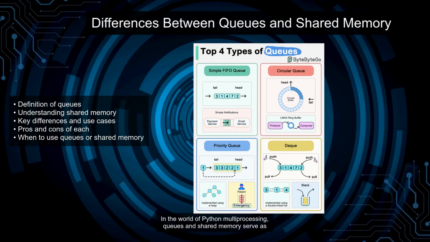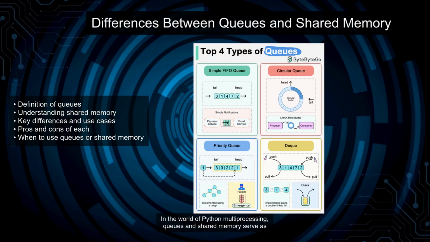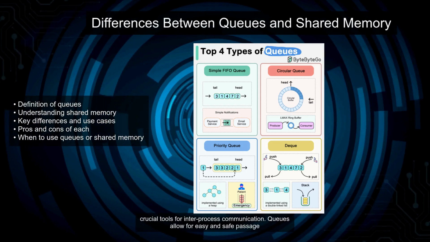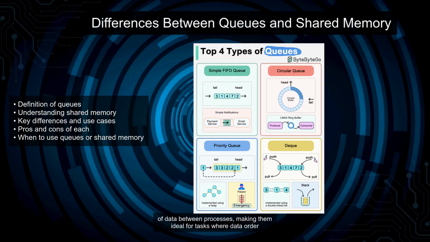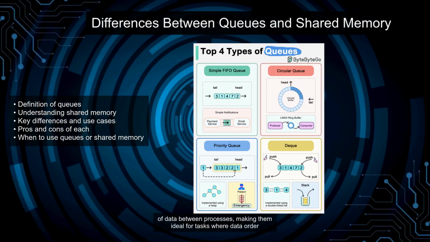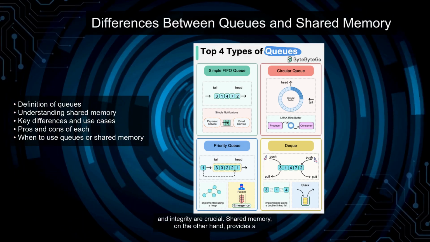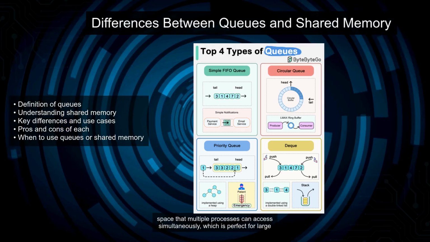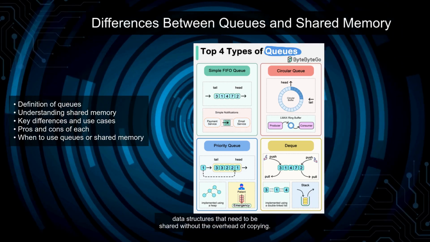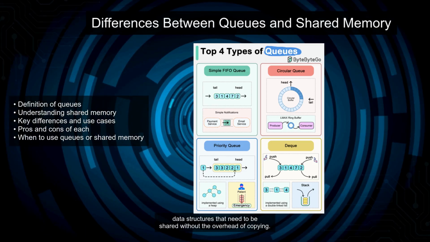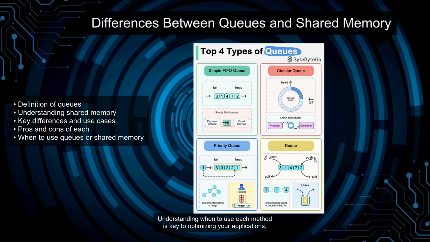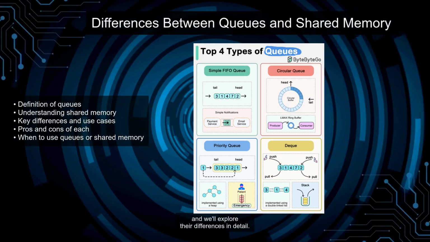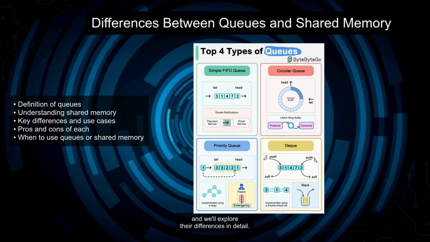In the world of Python multiprocessing, queues and shared memory serve as crucial tools for inter-process communication. Queues allow for easy and safe passage of data between processes, making them ideal for tasks where data order and integrity are crucial. Shared memory, on the other hand, provides a space that multiple processes can access simultaneously, which is perfect for large data structures that need to be shared without the overhead of copying. Understanding when to use each method is key to optimizing your applications, and we'll explore their differences in detail.